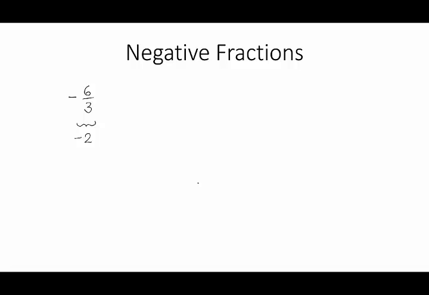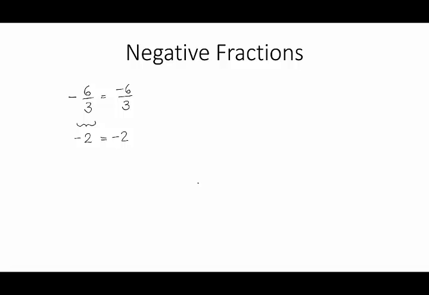But another way that you can look at negative 6/3 is as negative 6 divided by 3, because we've learned in the last module that a negative divided by a positive is equal to a negative, and negative 6 divided by 3 would also be equal to negative 2.